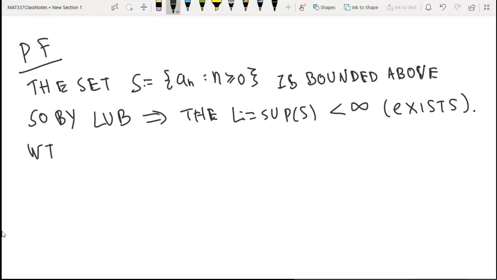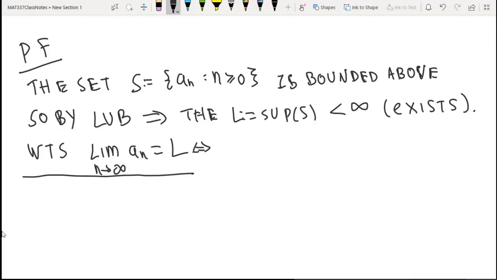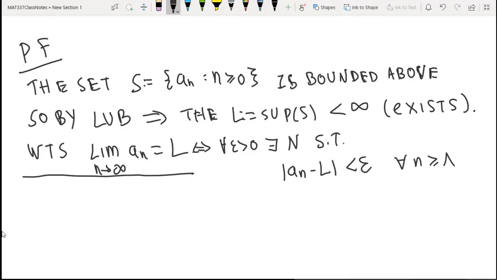We want to show that the limit of a_n is L. So that's what we show. Okay, so how do we do this? We will use the epsilon definition. Remember, the limit definition is that for every epsilon, there exists N such that |a_n minus L| is less than epsilon for all n bigger than N.